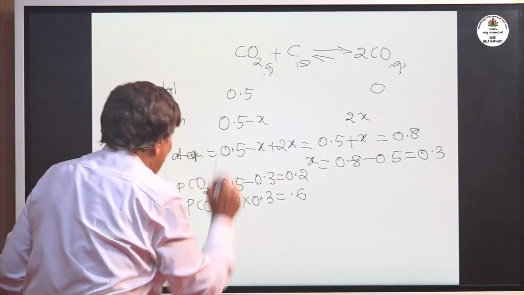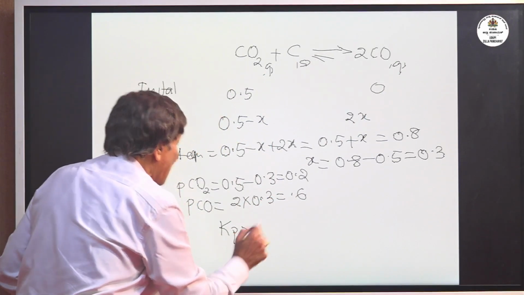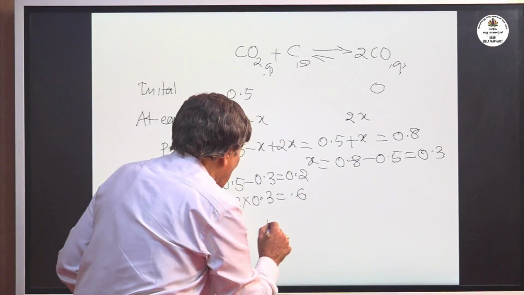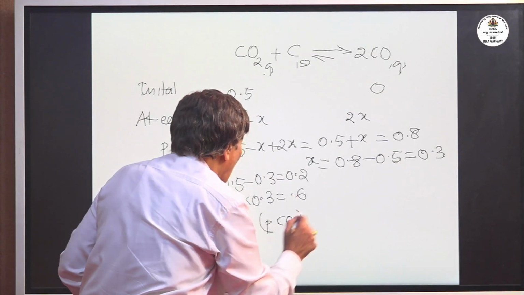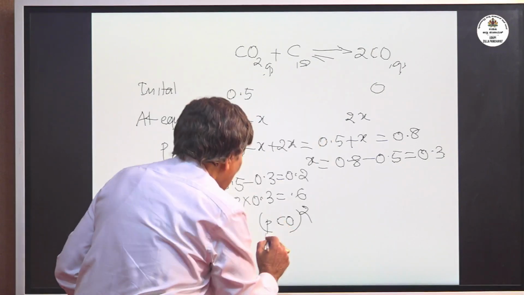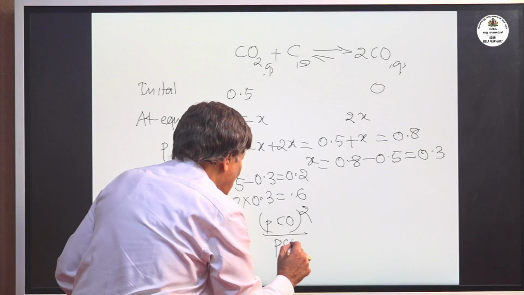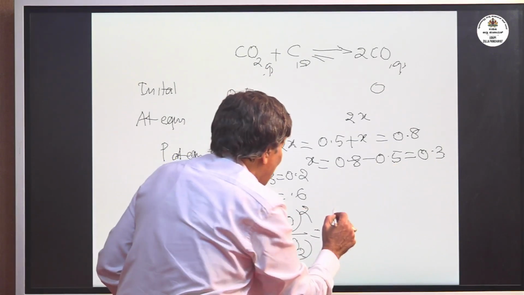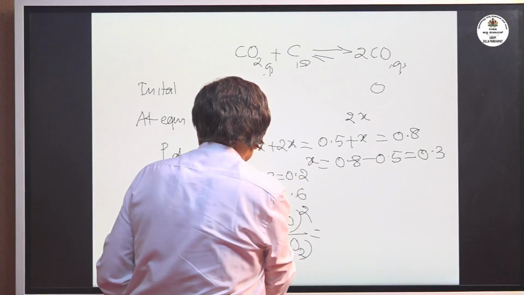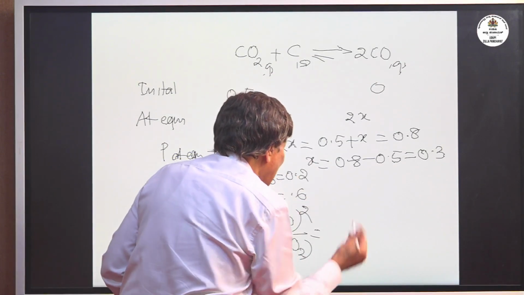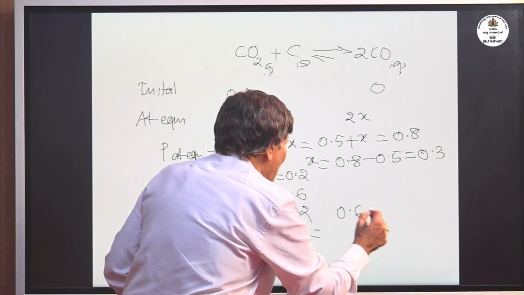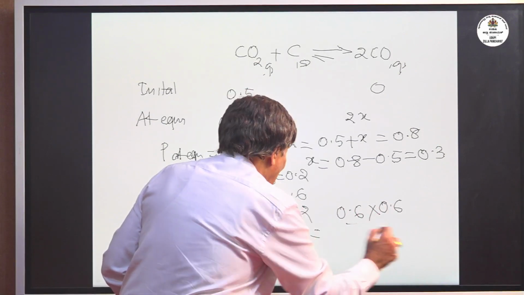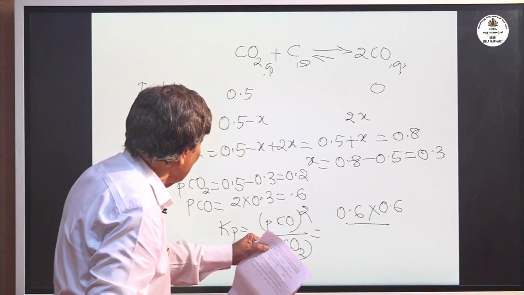Then how will you write Kp for this? Kp is equal to partial pressure of carbon monoxide, square of that, divided by partial pressure of carbon dioxide. Partial pressure of carbon monoxide, how much we got? 0.6. 0.6 square I shall write here only, divided by, what is partial pressure of carbon dioxide we got?